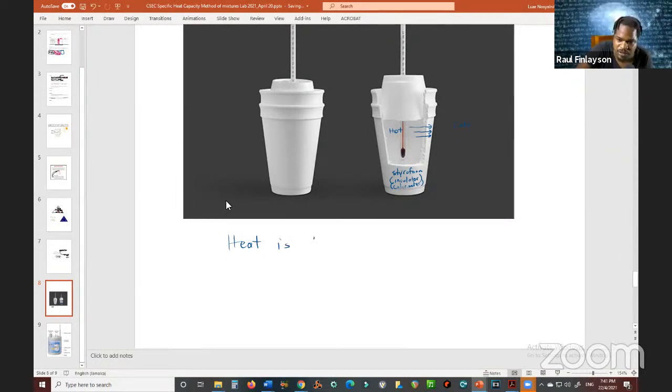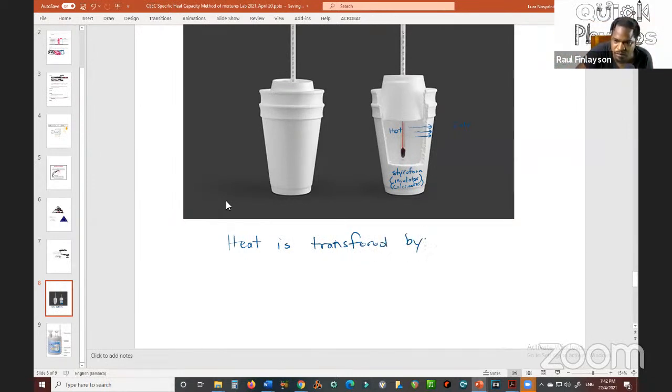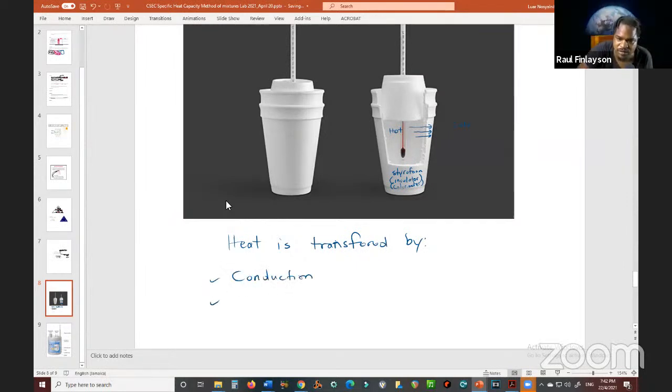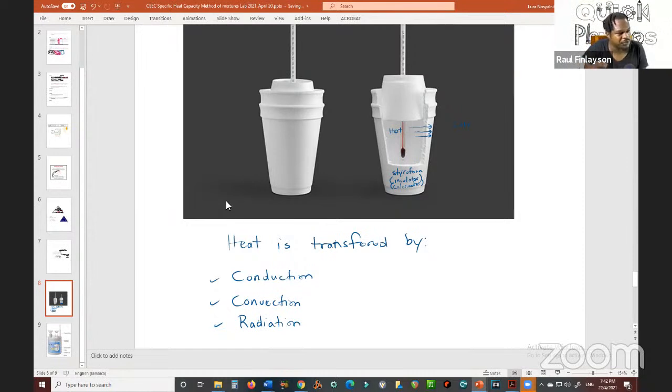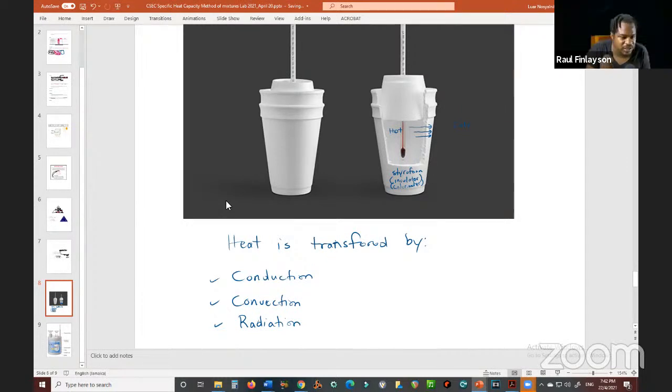So heat is transferred by conduction, that's through metals and good conductors. And you have convection, which is through liquids and gases. And also we have radiation, which is through anything really. What the shiny object does is prevent the heat loss by radiation. So a shiny object is an insulator for radiation.